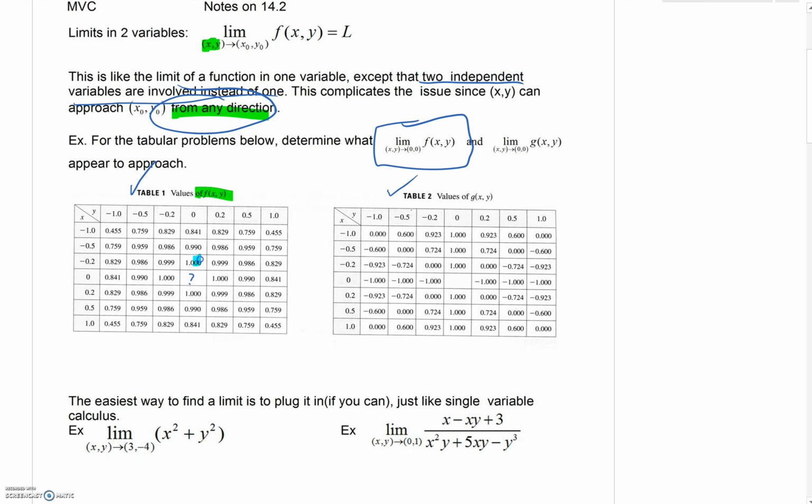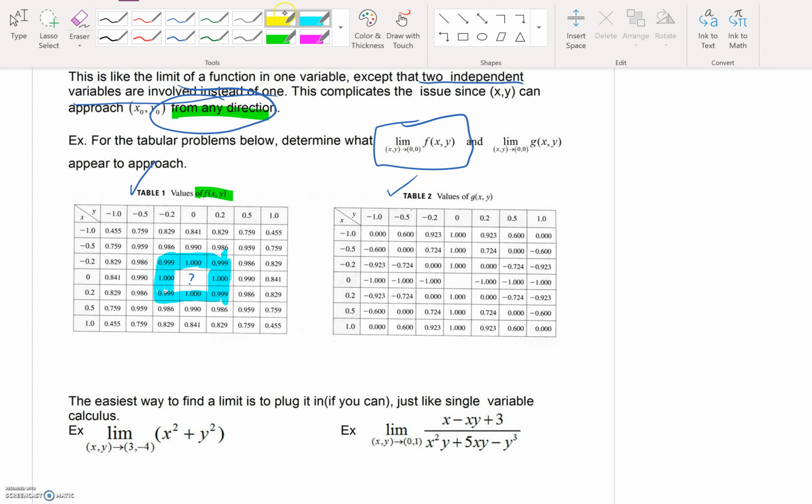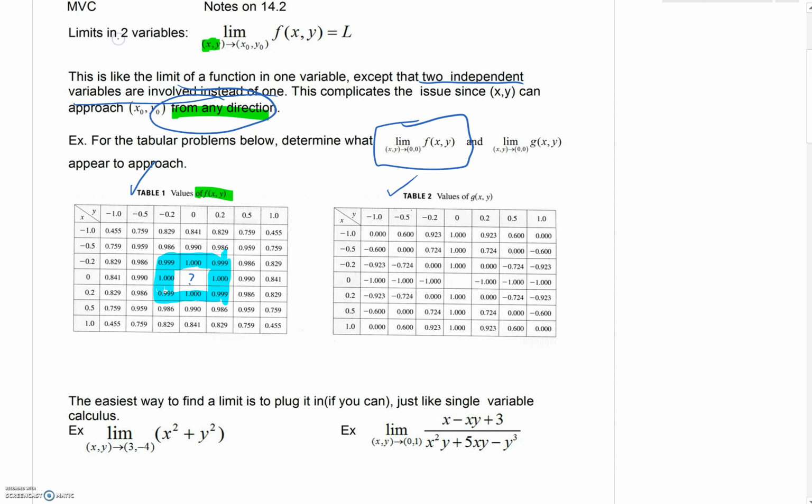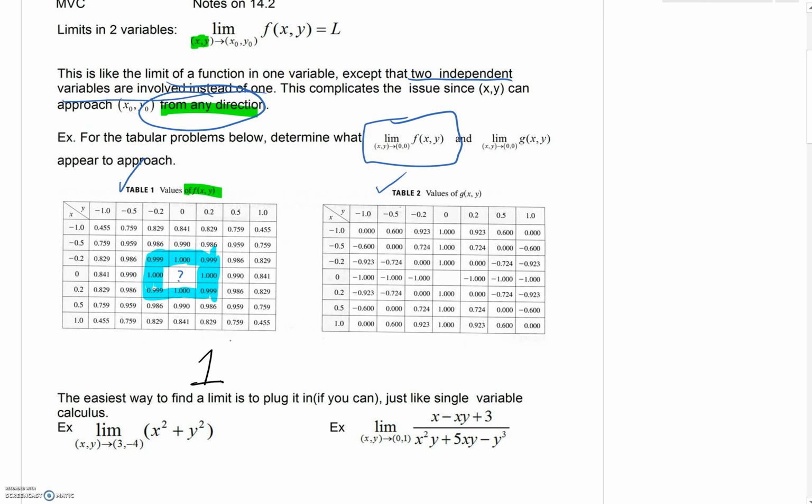That being said, going all the way around 0, 0, even in a tabular setting, wow, we can be approaching from all different directions. However, in this tabular setting, you can see that regardless of what direction we're approaching 0, 0 from, it looks like our outputs are getting very close to 1. So we could pretty much say, hey, what is this limit approaching? Well, we would expect that to be approaching a 1.